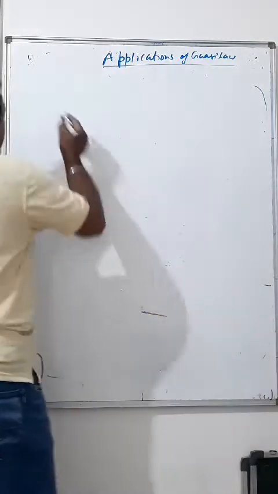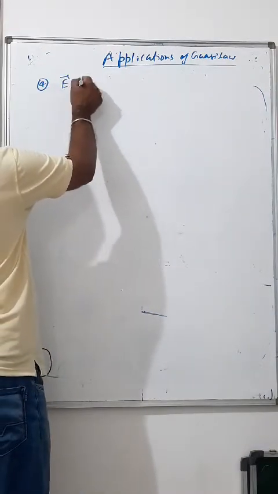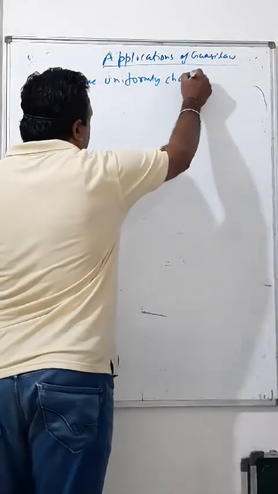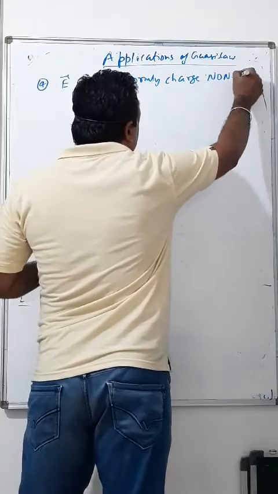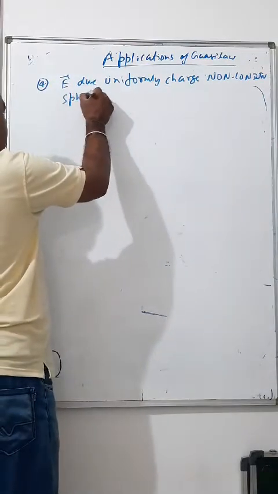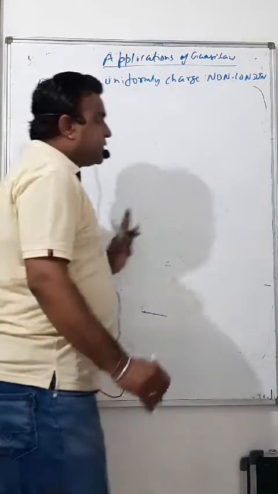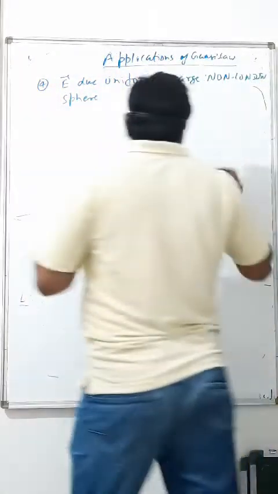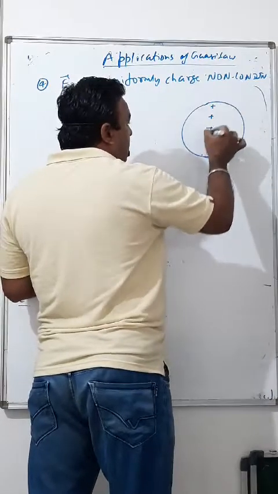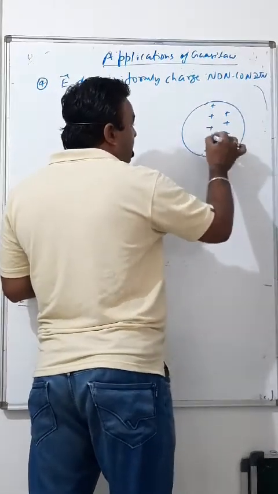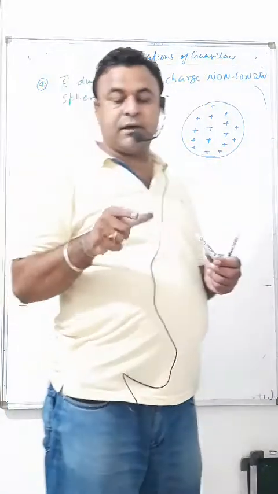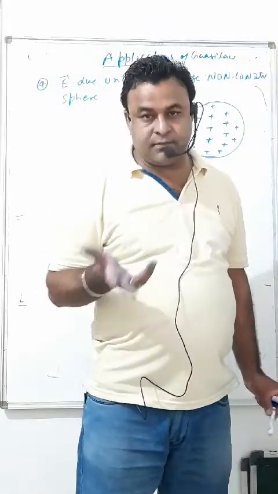Now, fourth application: E due to a uniformly charged non-conducting sphere. Again, I am stressing this. First of all, understand the situation. Here is the sphere, non-conducting, so charge can reside inside. Again, I'm saying, if you give charge to any conducting matter, it comes to the surface.